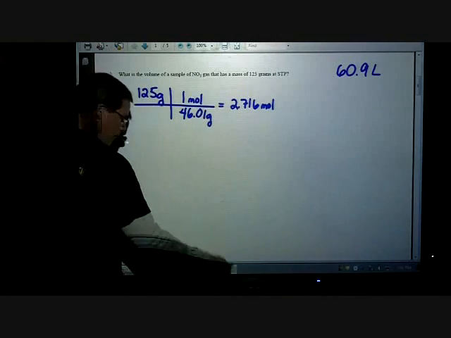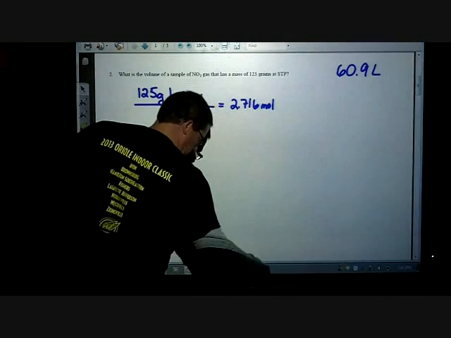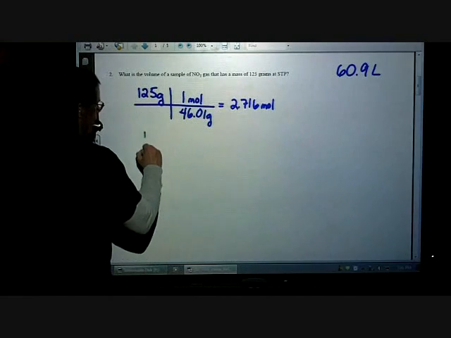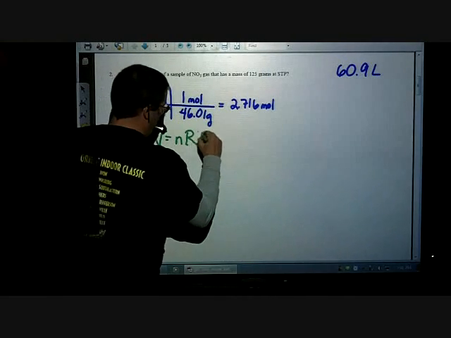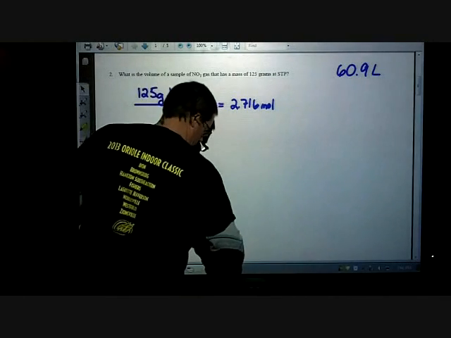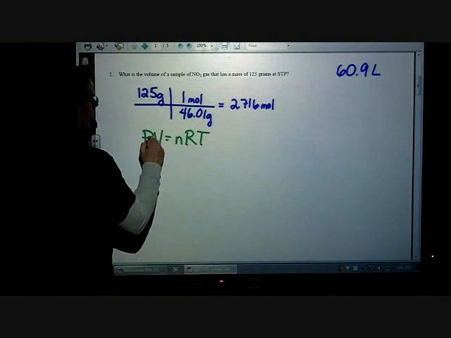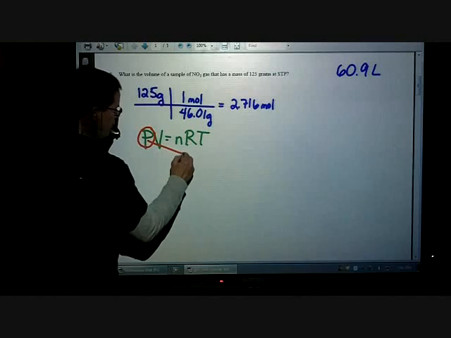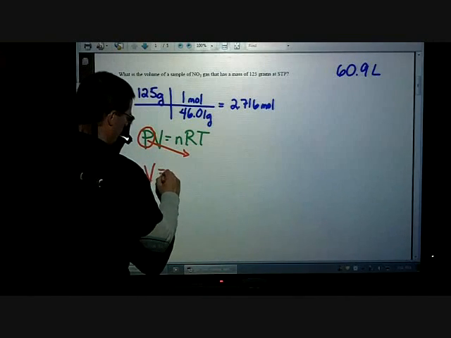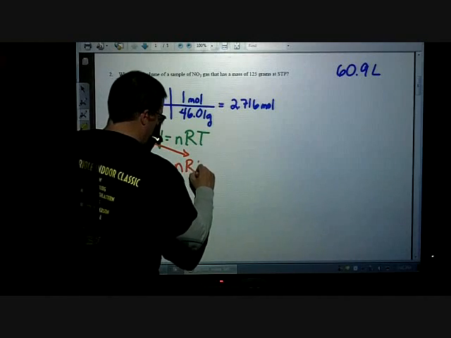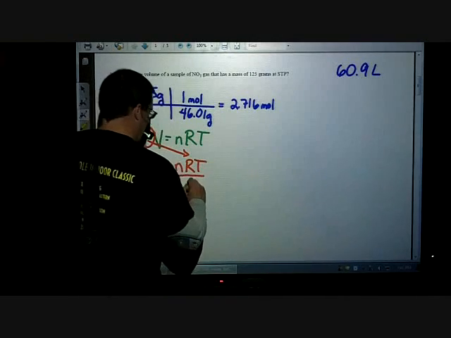So we have PV equals nRT. We're looking for V, so that means that we need to move our pressure down. And so now our equation looks like V is equal to nRT over P.